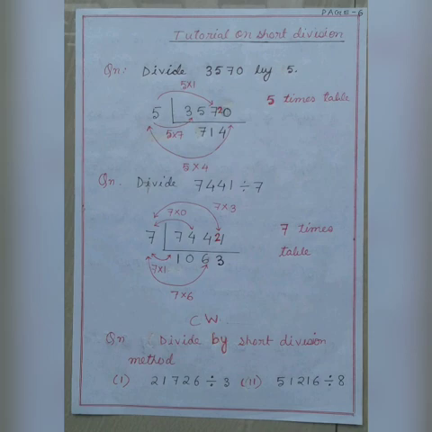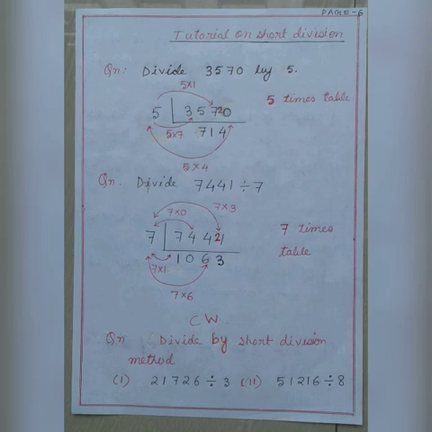This remainder 2 and the next digit together will make 20. Now let us check how many 5 in 20. From the multiple table, we found that 5 into 4 is 20. So we shall write 4 in quotient. Let us check another question. Divide 7441 by 7. Here we have to know the table of 7.